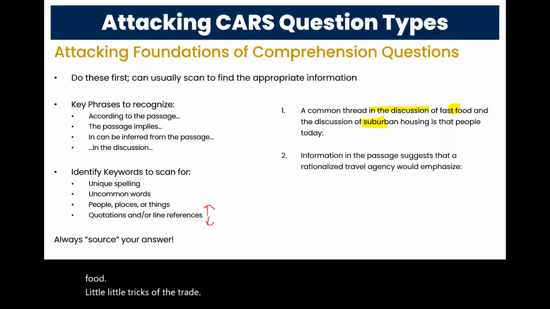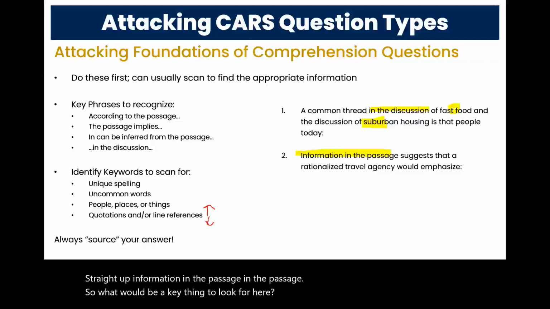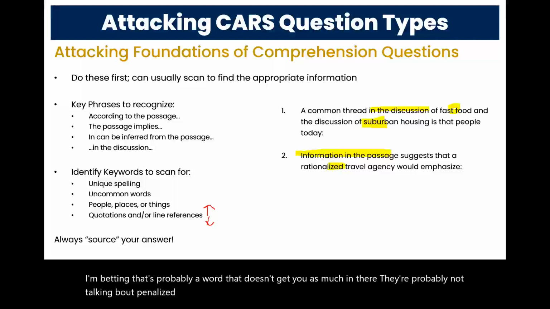How about this guy? What tells me this is a retrieval question? Straight up, information in the passage. So what would be a key thing to look for here? Rationalized, travel agency. I looked for lized, L-I-Z-E-D. I'm betting that's probably a word that doesn't get used much in there. They're probably not talking about penalized and rationalized and trivialized all in the same passage. So lized is a nice unique thing.